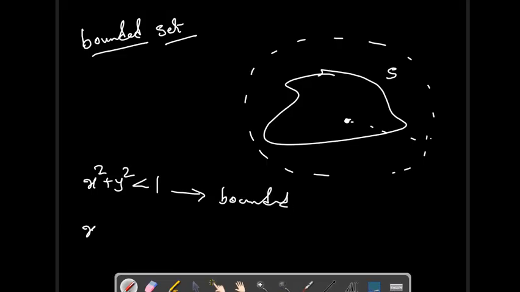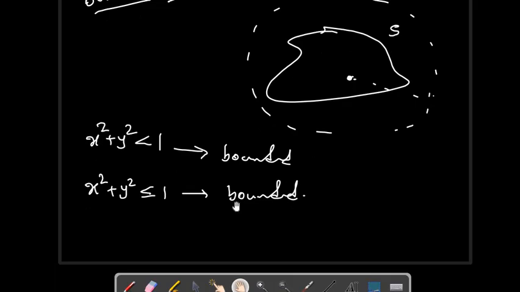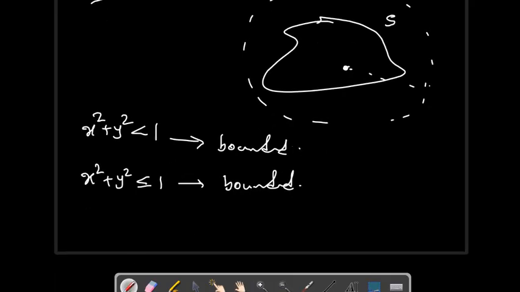Okay, even if you take x square plus y square is less than or equal to 1, this is also bounded. So don't get confused between the bounded set and the closed set. If you observe that, I can say the first set is open and bounded, and this set is closed and bounded.